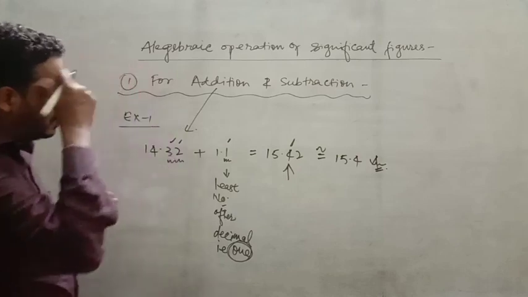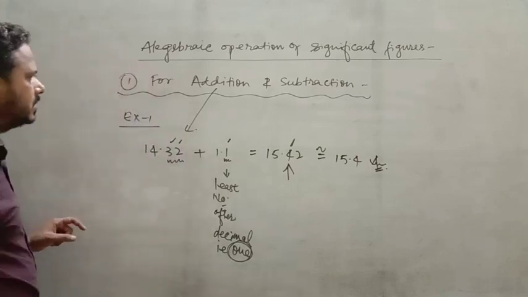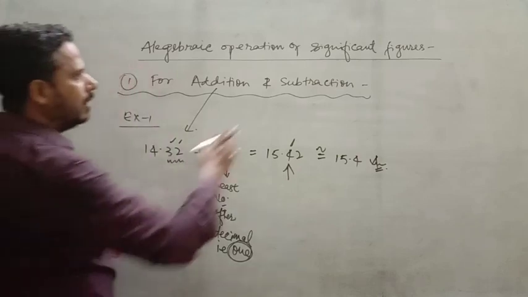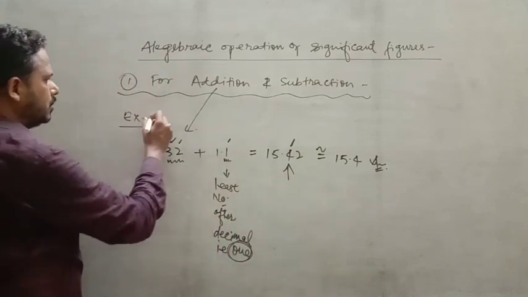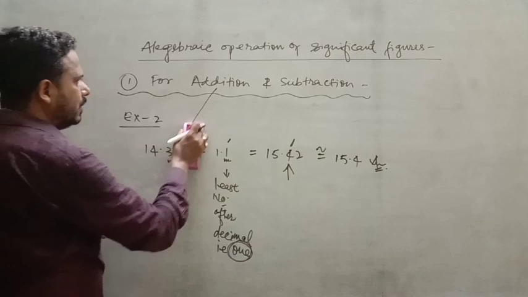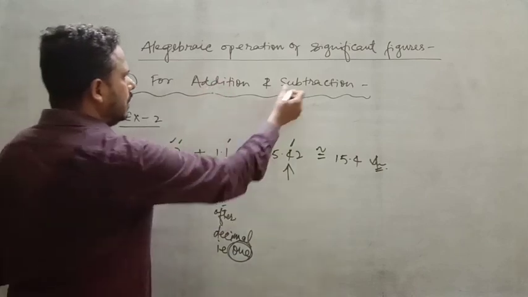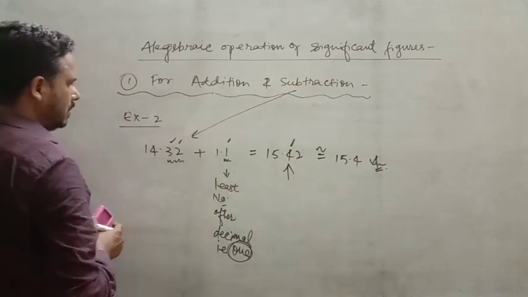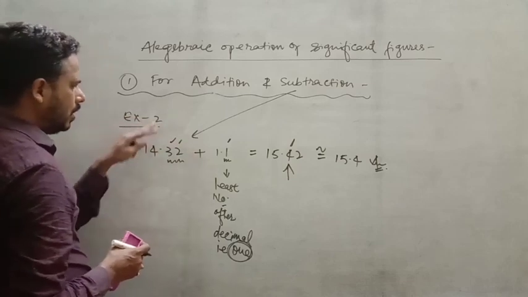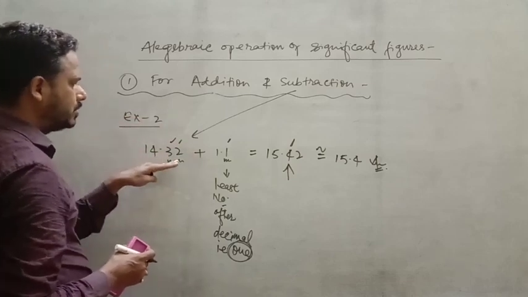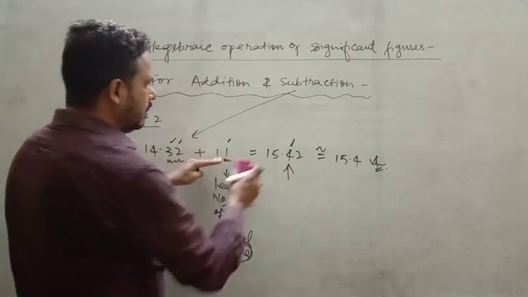Okay, now just take another example for subtraction. Therefore, example 2, and this one is for subtraction. For subtraction, here we have taken the same numbers, 14.32 and 1.1, but the result will change.